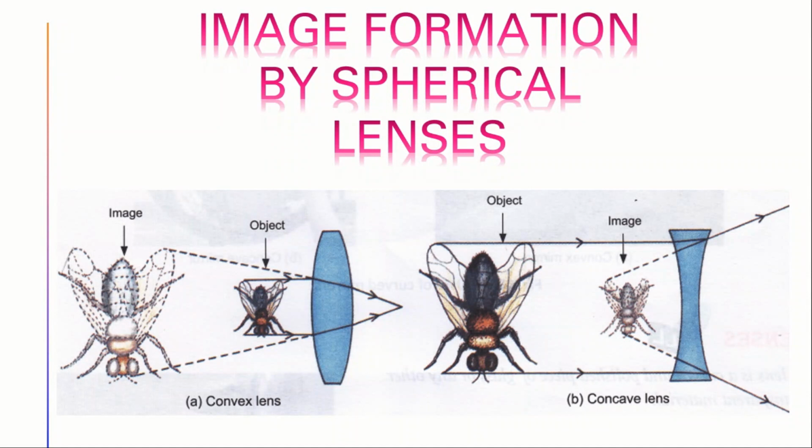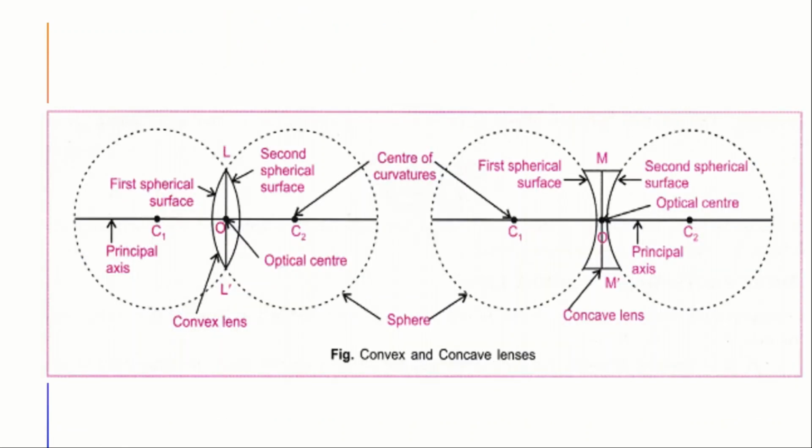Next, moving on to the image formation by spherical lens. You can see the image formation by a concave lens and also a convex lens. Let us move on to that. A lens, either a convex lens or a concave lens, has two spherical surfaces. Each of these surfaces forms a part of a sphere. You can see here the first one showing a convex lens which is made up of two spherical surfaces, and the second one shows the concave lens which is also made up of two spherical surfaces.